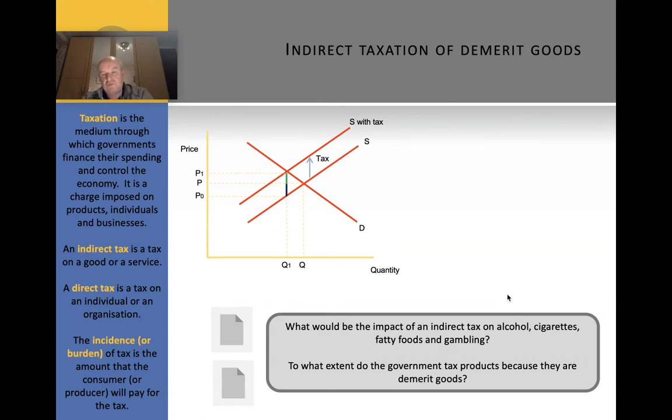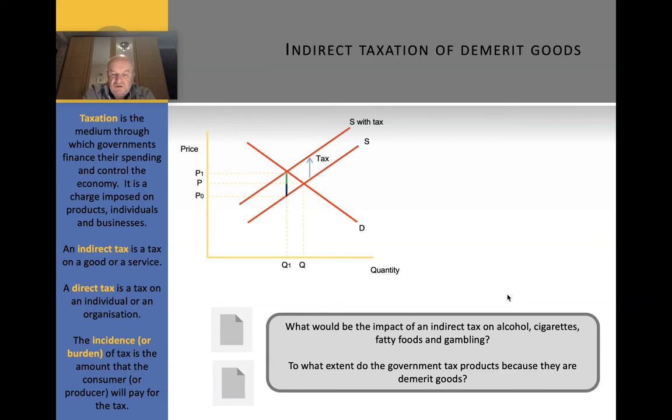Let's take a look at some of the ways in which we can deal with demerit goods. We talked about demerit goods, although we'll look at those in a bit more detail. These are things like alcohol, cigarettes, fatty foods, gambling, things that are considered to be not necessarily of a very high merit, hence the term demerit.